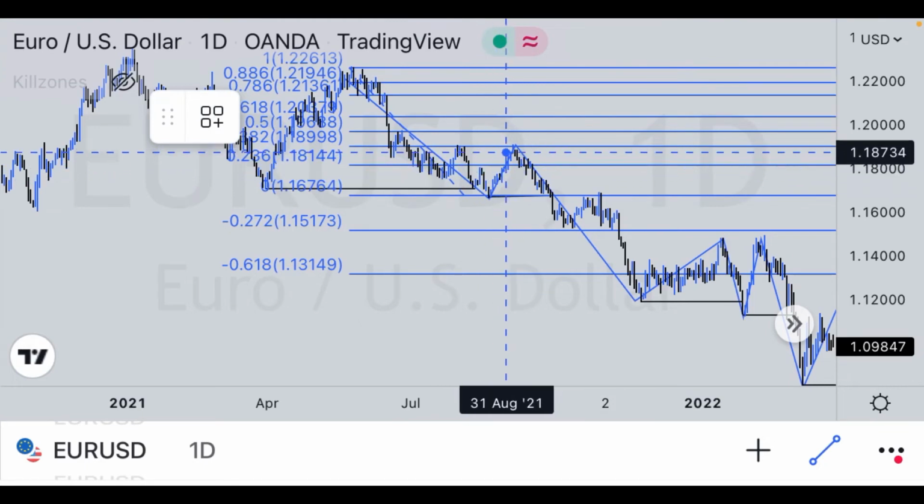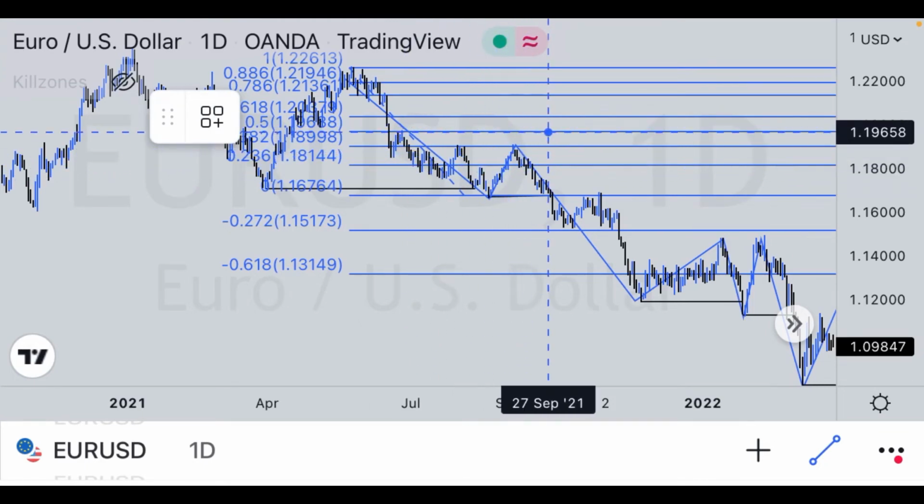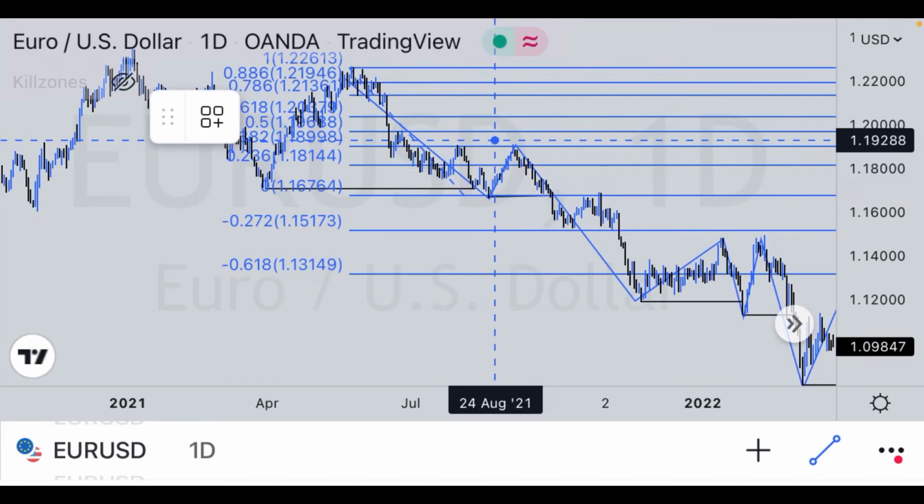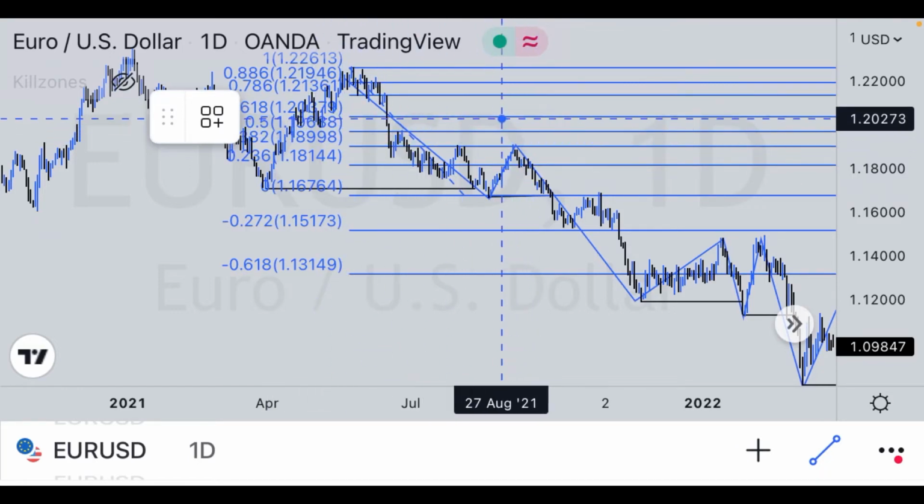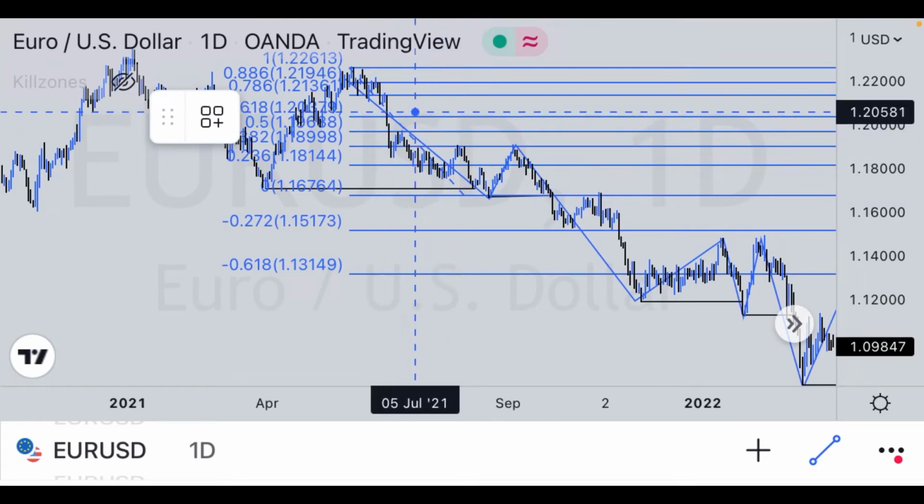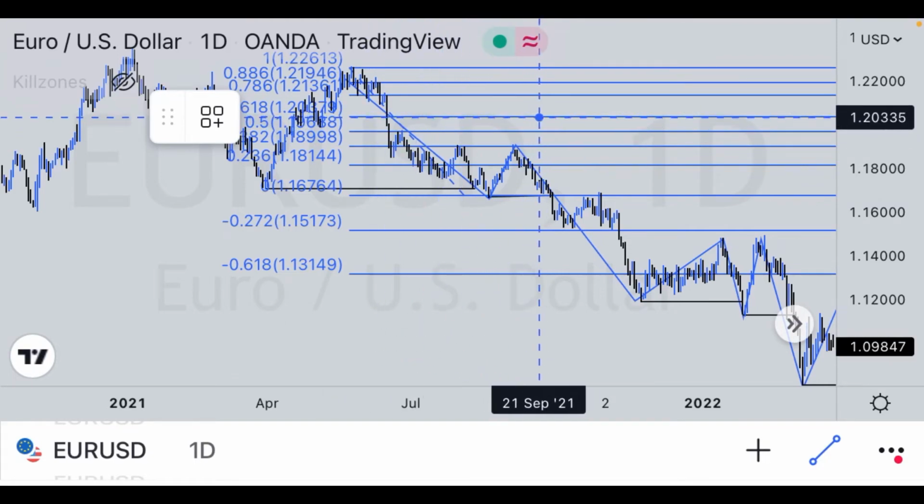Your retracement can be 50% discount, because here is the 50% discount. The 50% Fibonacci is your discount price. Then your premium price is your 61.8% of your Fibonacci.